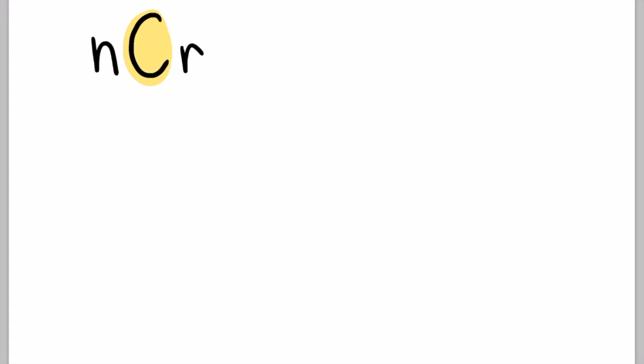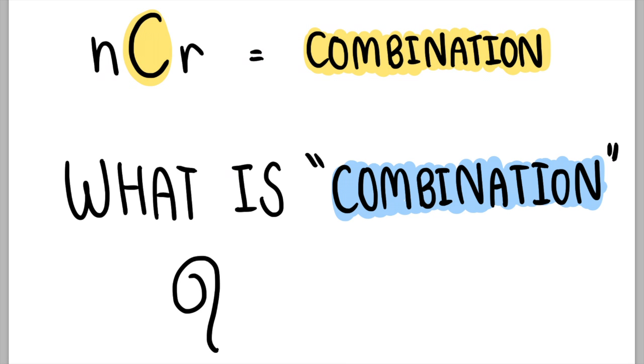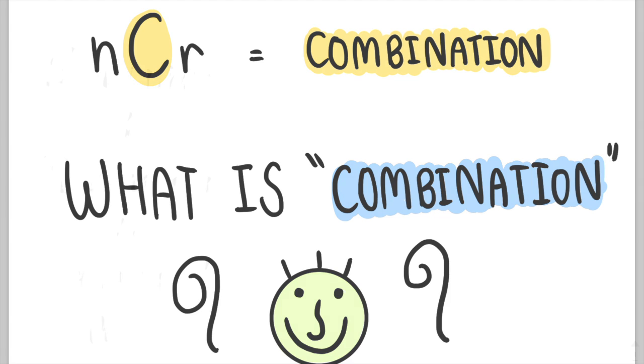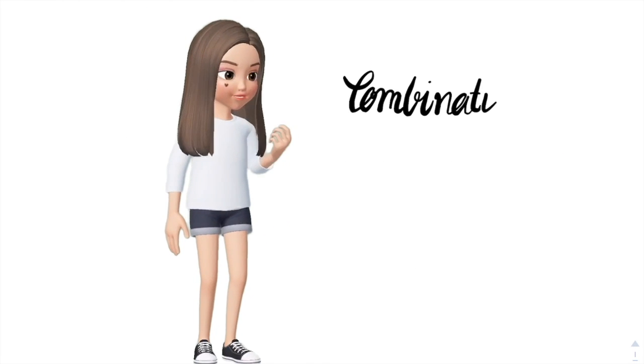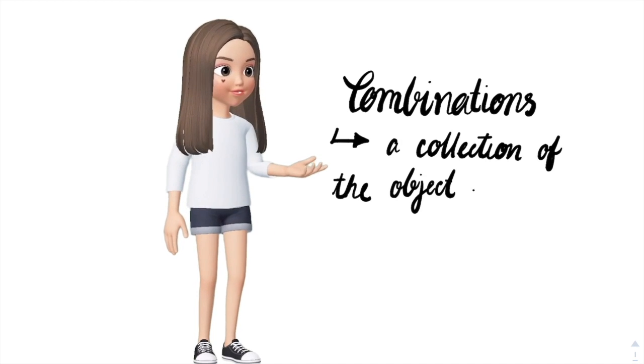The next symbol is C, which is combination. What is combination? Combination is a collection of objects where the order doesn't matter.